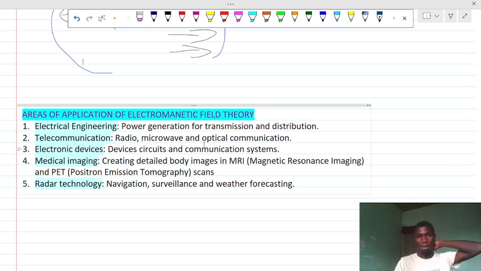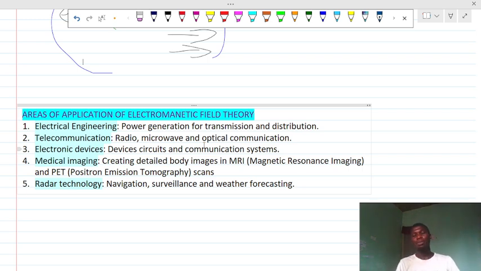Also in telecommunication, it plays a vital role in radio, microwave, and optical communication. I can just read up the rest: devices and circuit communication systems. Then in medical imaging, creating detailed images in MRI and PET scans. And for radar technology, weather forecasting, and also navigation and surveillance.